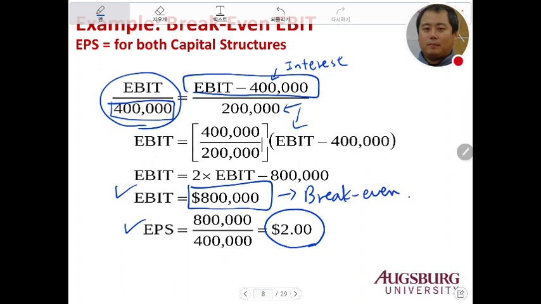Which means that if the EBIT is higher than 800,000, then EPS with debt is higher. If EBIT is less than 800,000, then EPS without debt is higher. So the break-even EPS is $2.